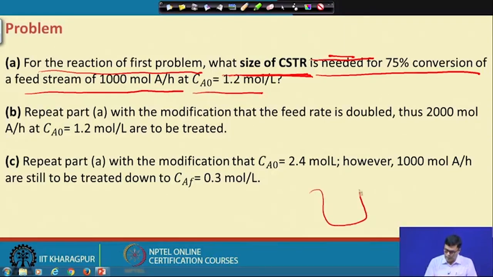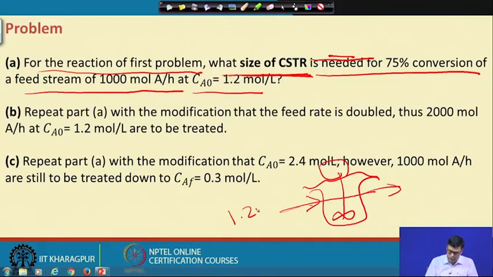So, it is basically like this. This is a continuous process. We have a continuous stirred tank reactor like this. So, what is happening here? The inlet concentration is 1.2 mole per liter. With 75% conversion, how much remains? One fourth. 1.2 times 1/4 comes to around 0.3.